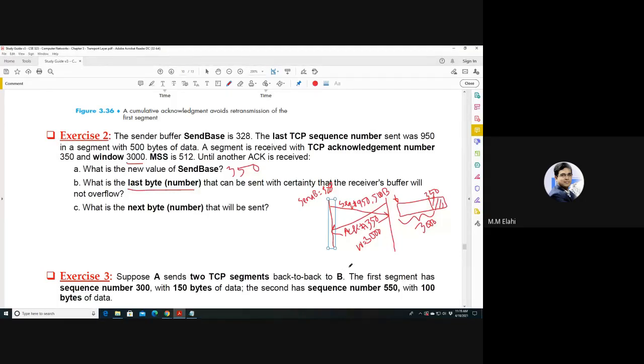Okay, now you come back to the sender. So the sender has sent the last segment with sequence number 950, 500 bytes. So definitely what will be the next sequence number? That will be 950 plus 500, right? If you add 500, that will indicate the sequence number for the next segment. Clear?